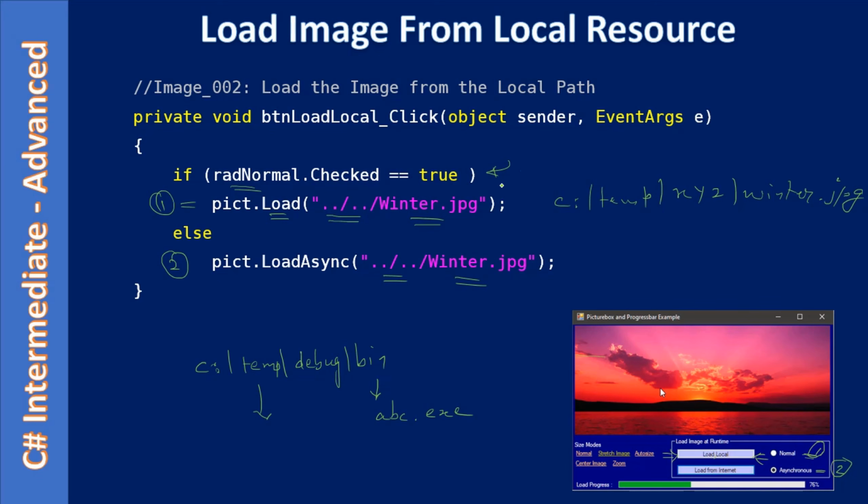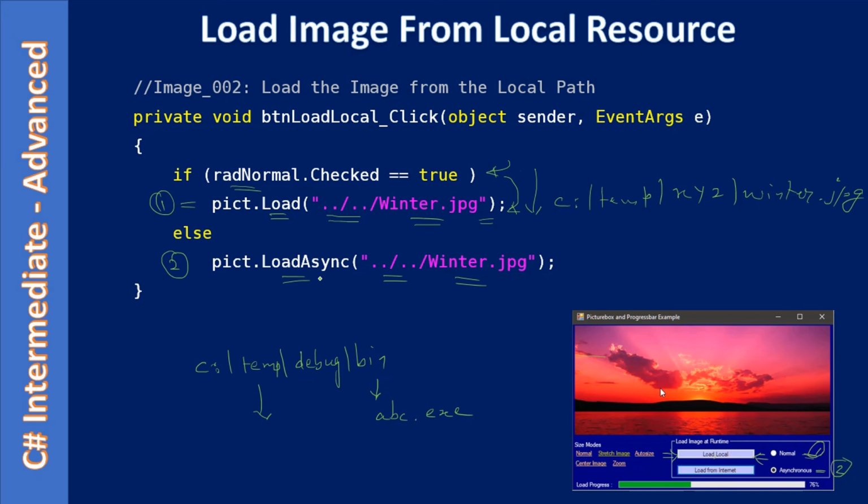I mean, if the normal radio button is clicked, then control is transferred here. The execution control will stay here until the complete pixels are loaded from the path to this PictureBox control. Then the PictureBox will display the image and the execution control resumes.